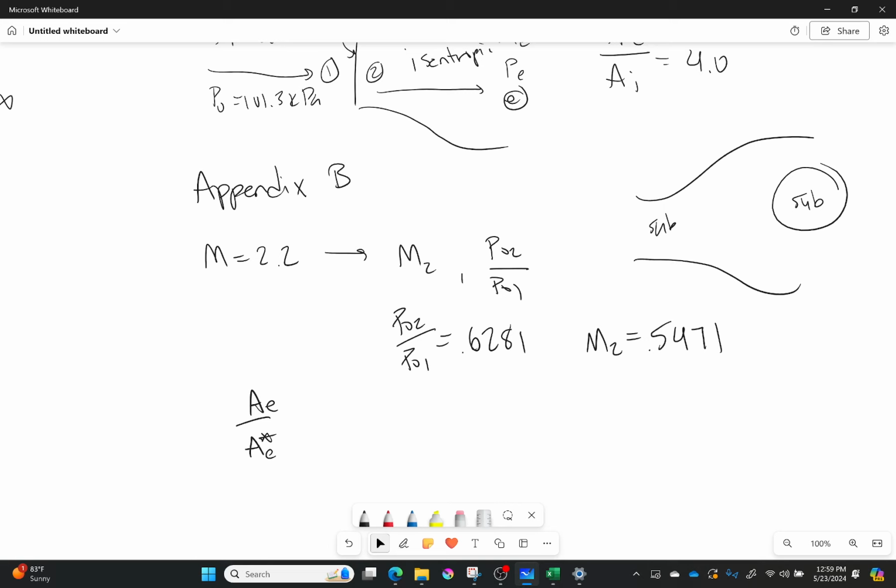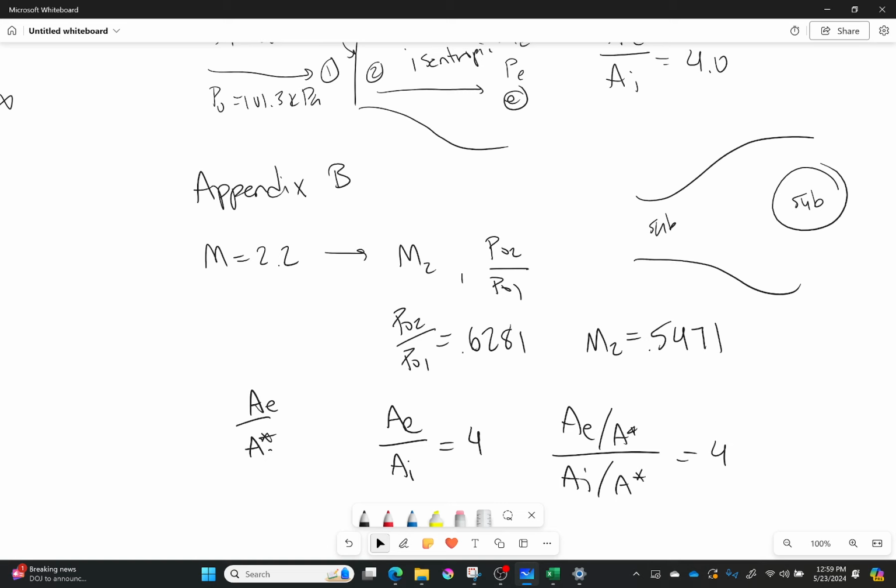However, I can know something else. I know that A exit over A inlet is equal to 4, right? And I know that if I divide both the top and the bottom of that by A star, I'm still fine. A star is not connecting to anything, it's just its own thing. I can do that. So I know that AE over A star and then AI over A star is also equal to 4.